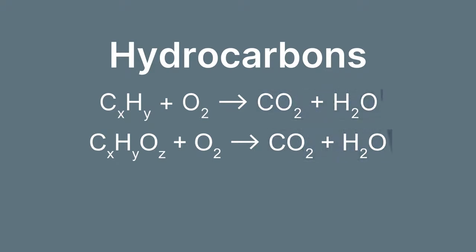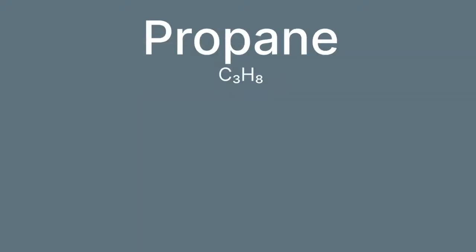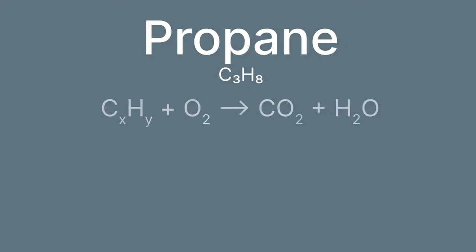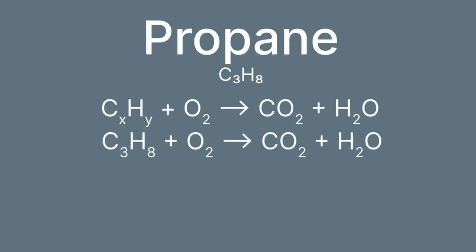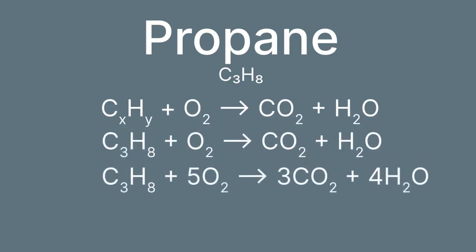The pattern here is that for both rules, the hydrocarbon being burnt will always produce carbon dioxide and water. For example, if we look at the combustion of propane, we can predict the products using the general rule. We put in our formula for propane, and we finish it off by balancing it.